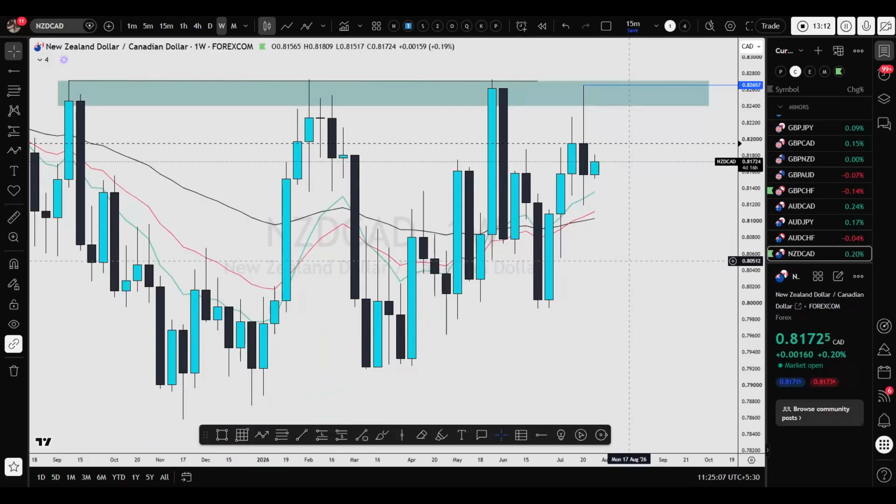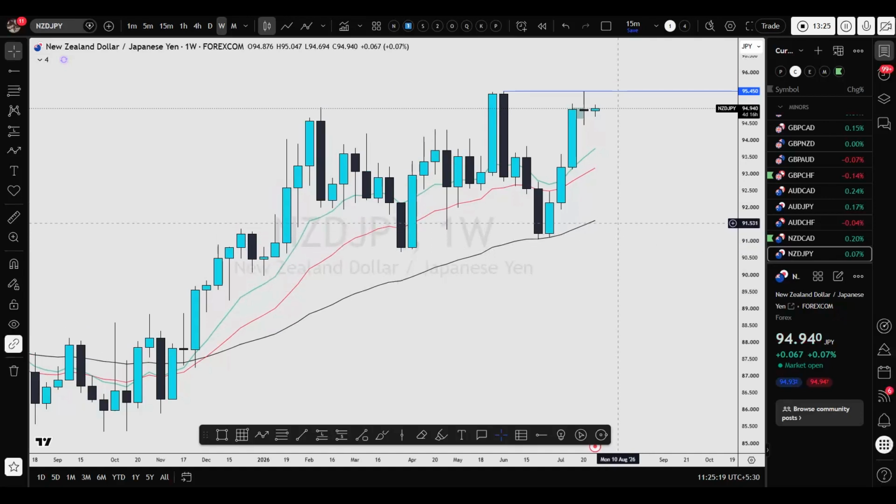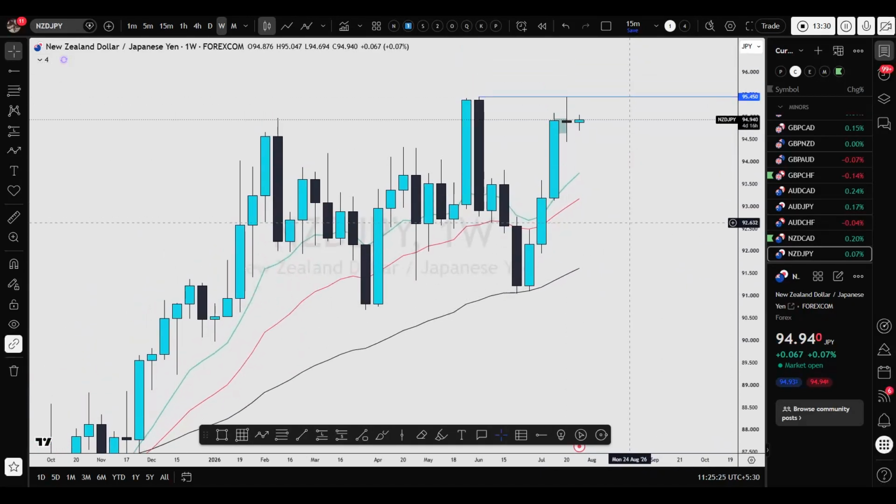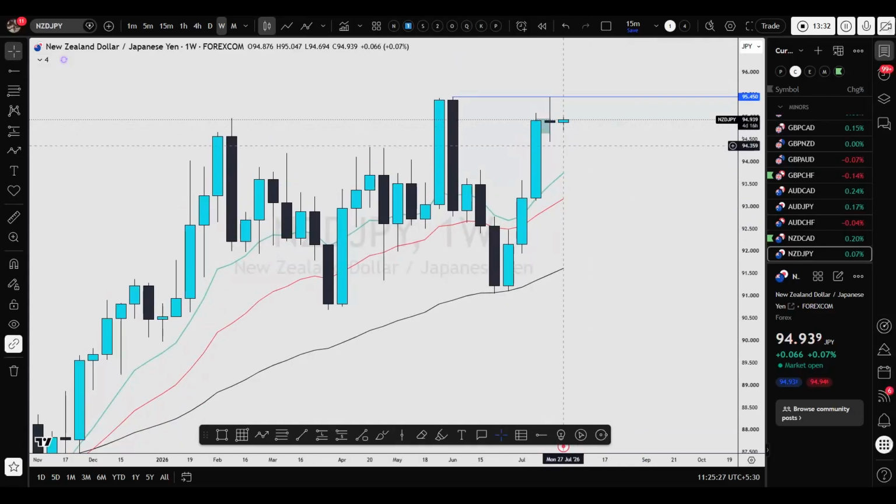NZD CAD, the EMA environment is bullish, but it's giving me a bearish setup. We are clearing the previous weekly high and closing like this, so it's a confusing one, and we're going to skip it. NZD JPY, we're clearing the previous weekly high and closing as a bearish candle, even though it's more like a doji candle, not that strong a bearish one. So we can target towards this low, but honestly, I'm going to skip it because it's more like a doji candle than a bearish candle.